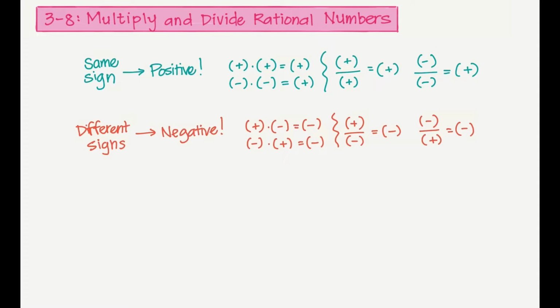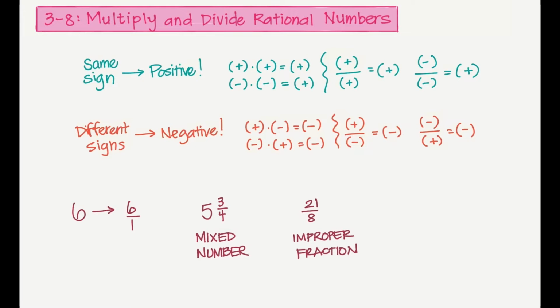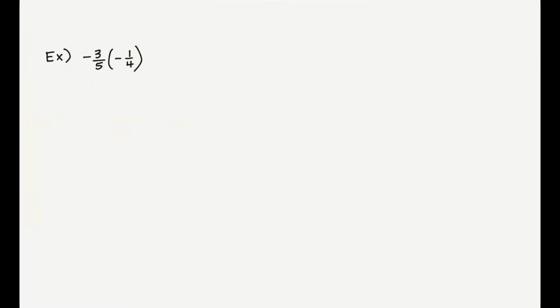A couple other things that I wanted to note about fractions is that if you have an integer, you can write it as a fraction over 1. Or there's something else that is called a mixed number. This is where you have an integer with a fraction. Okay, so that's called a mixed number, 5 3/4. Or you can have a fraction where the numerator is larger than the denominator, and this is just called an improper fraction. So I just wanted to remind you of these before we move on.